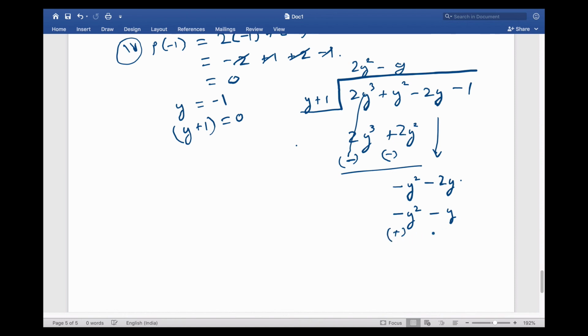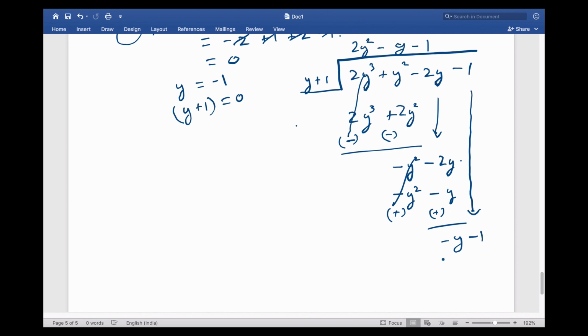The signs will get reversed. This and this will get cancelled. I will be left with minus y. This 1 will be brought down, and I will get minus 1. So I want minus y. I will simply multiply with minus 1. So I get minus y minus 1. This becomes positive. This becomes positive. This and this get cancelled. So does this. I'm left with 0. So now my quotient becomes 2y square minus y minus 1.